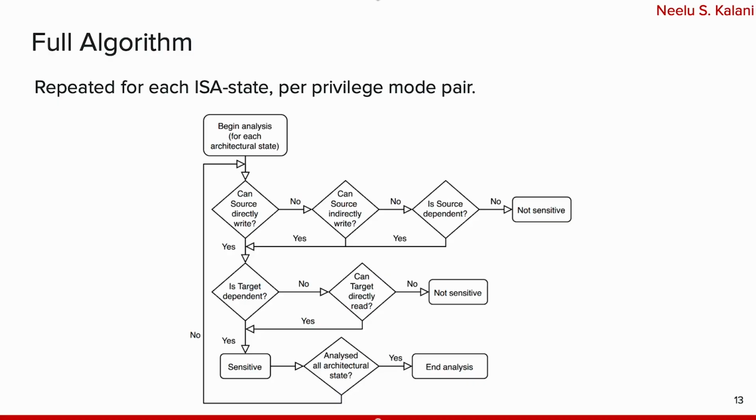Here's the complete algorithm to identify all the ISA state that must be swapped. This algorithm is then repeated for each ISA state per privilege mode pair.